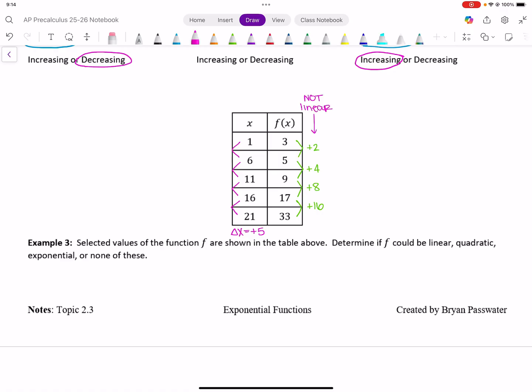So let's see if it maybe could be quadratic. So we'll look at our second differences. From 2 to 4, we're adding 2. 4 to 8, we're adding 4. 8 to 16, we're adding 8. So since that is not constant, it is also not quadratic.